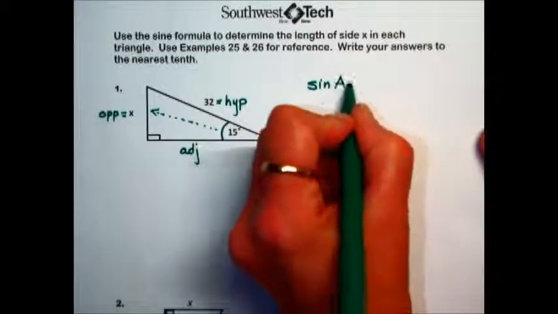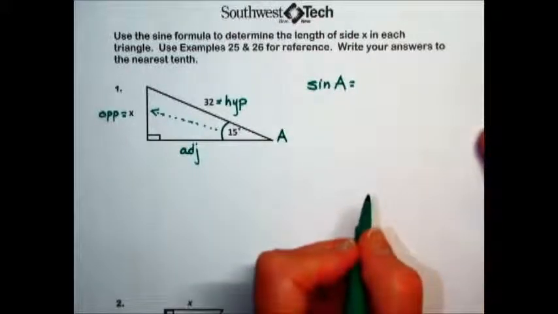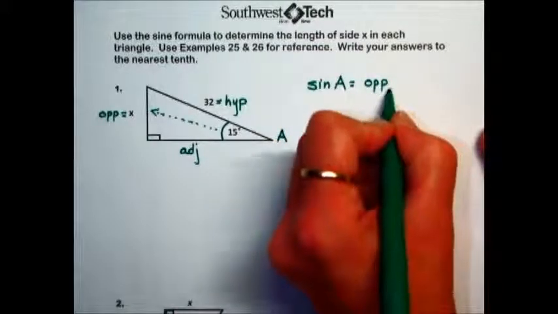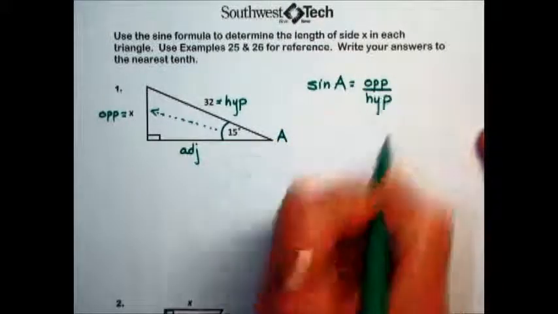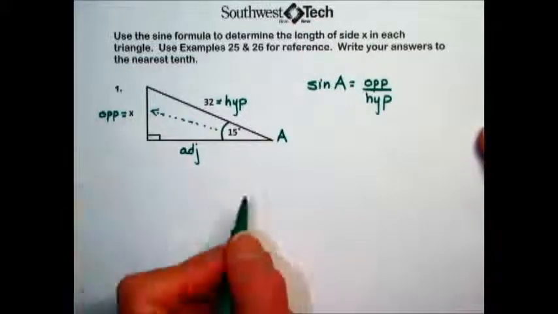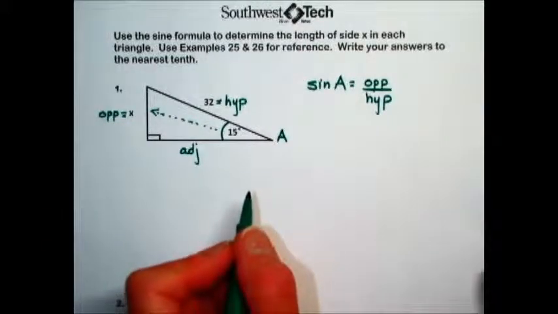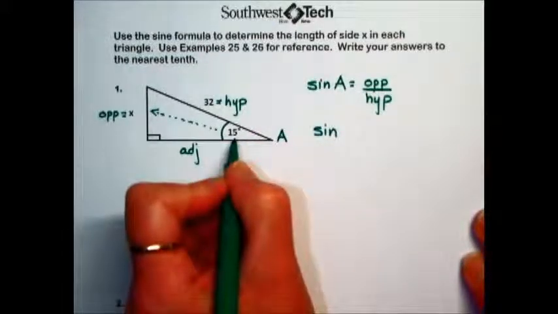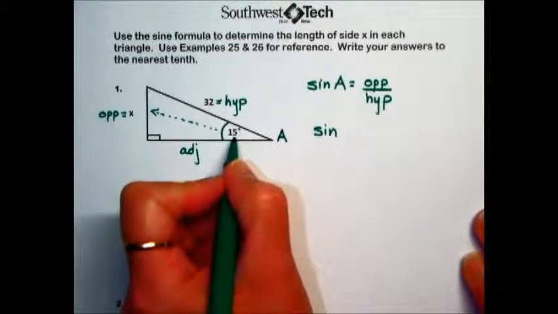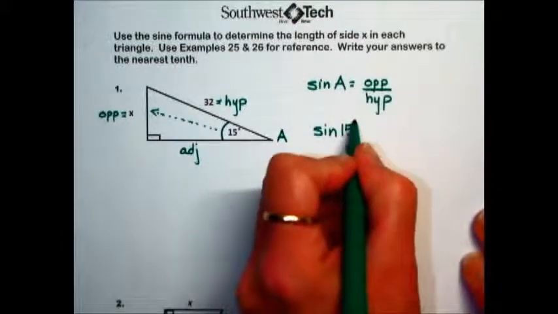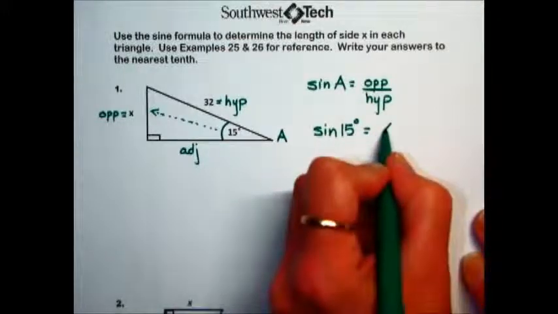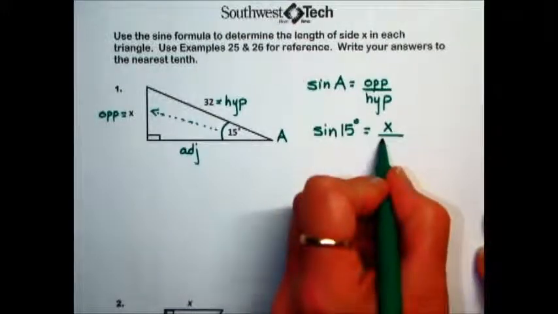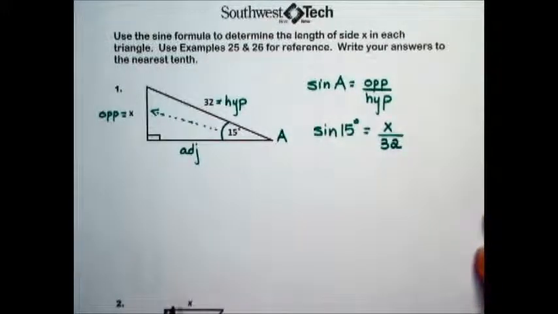Using the sine ratio of an acute angle in a right triangle, by definition, equal to the opposite side length over the hypotenuse, we will find the length of that unknown side. Replacing the unknowns with values pertinent to this given triangle, sine angle A, we'll replace that A with 15 degrees. Opposite is what we're trying to determine. We'll use the x that was given, and the hypotenuse has a length of 32.